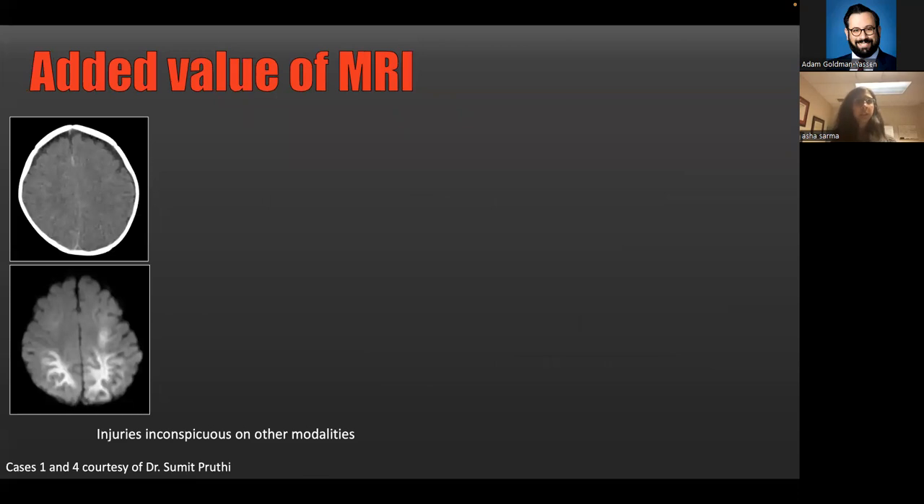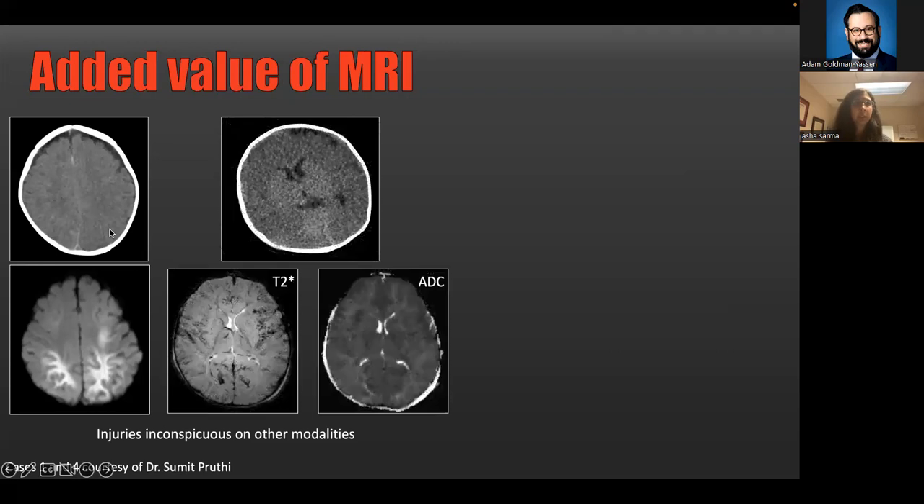So these are just some cases that illustrate the added value of MRI. Injuries can be inconspicuous on other modalities. On this CT, these injuries could be easy to miss if you didn't have this MRI. Here on the DWI, you can see these areas of parenchymal injury with low diffusivity in the bilateral posterior quadrants. And here they're pretty inconspicuous.